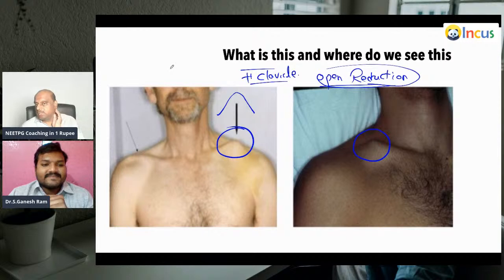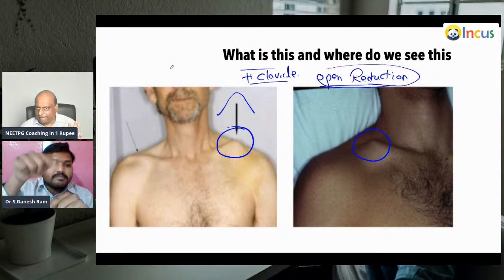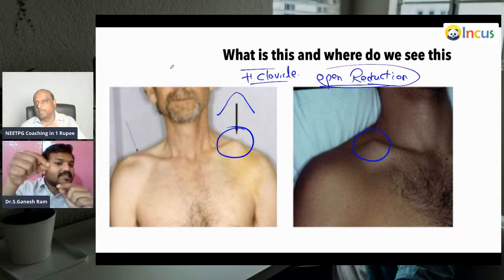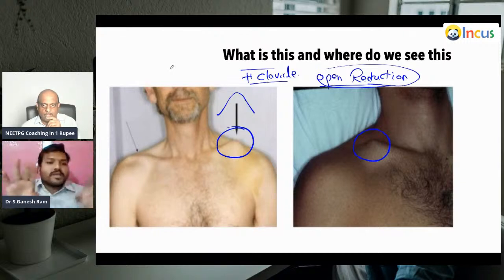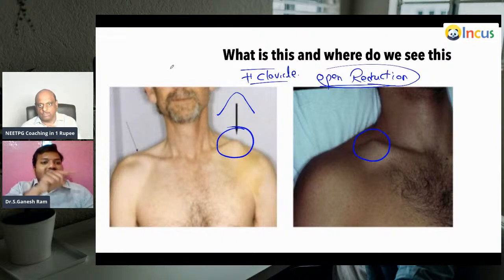But this calls us for looking at an open reduction as an option, right? No, sir. When we see a tenting of the skin, we have to see if there is a break in the skin. That means the skin gets punctured by the bone. If that is there, open reduction. Or the skin will get stuck between the two fracture fragments, but it's not broken. There's a depression in the skin, we can see, but there is no break. That also we need to do open reduction.